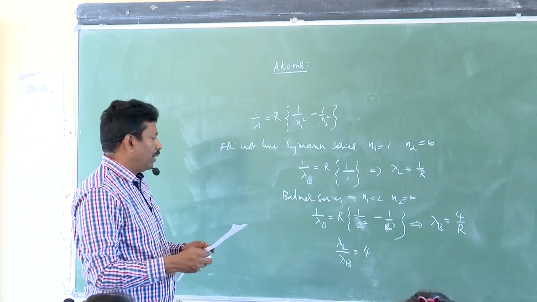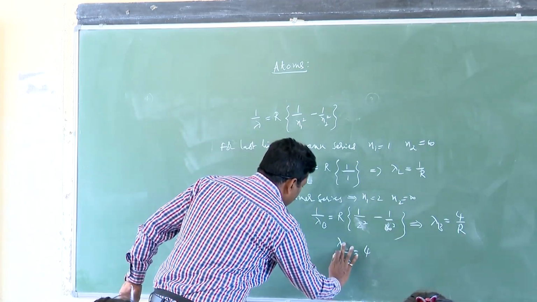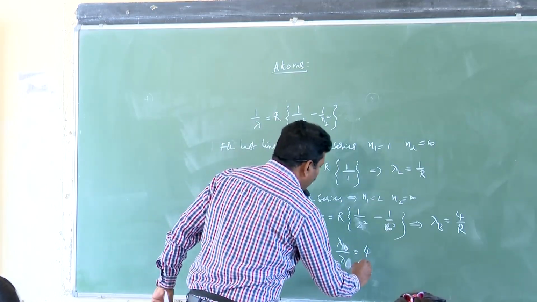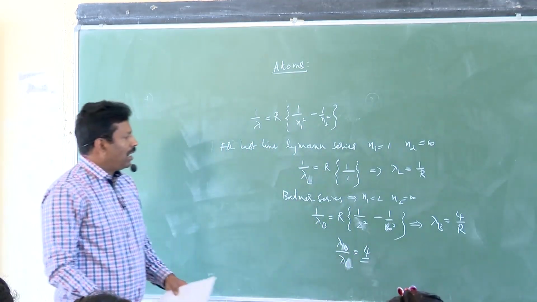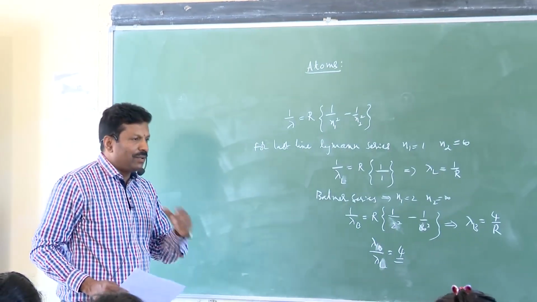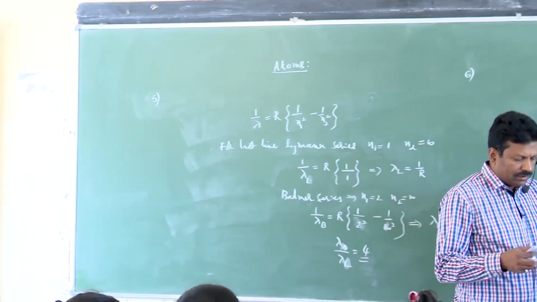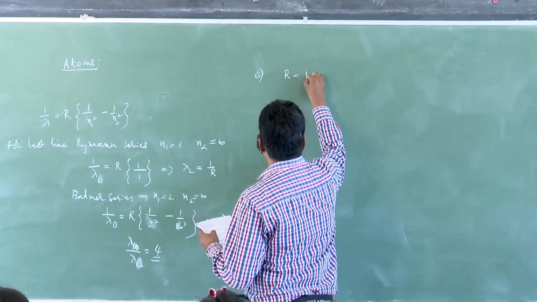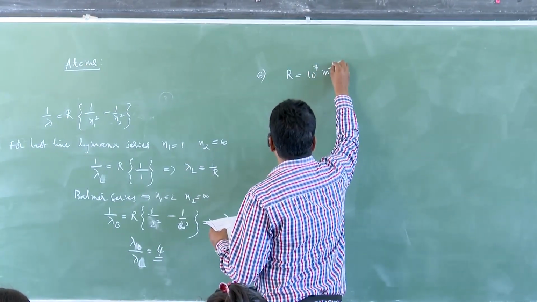Oh, Balmer series, okay, right, it's Balmer series, correct. So Balmer series means you get 4 by R by 1 by R, so R gets cancelled, we are left with 4. Value of Rydberg constant is 10 to the power of 7 per meter. So Rydberg constant is 10 to the power of 7 per meter.